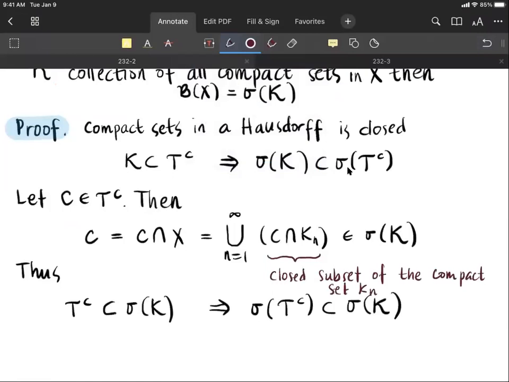Okay. Since C is closed and compact sets are closed, C and Kn are closed. Therefore, the intersection is also closed. And in this case, we know that closed subsets of compact sets are compact. So this means that this intersection is in the collection of the set of all compact sets. Okay. Hence, it would be in the sigma algebra generated by the compact sets because the sigma algebra is closed under countable unions.